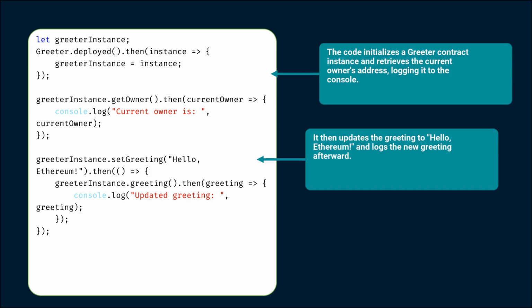Now let's implement a feature to change the greeting message. By using the setGreeting method and passing a new greeting, we ensure that only the owner can execute this change, as enforced by the ownership control we implemented. Once the transaction is processed, we call the greeting function to fetch and display the updated greeting, confirming that the action was successful. This process provides a clear demonstration of the ownership model in action, highlighting the security of our contract.